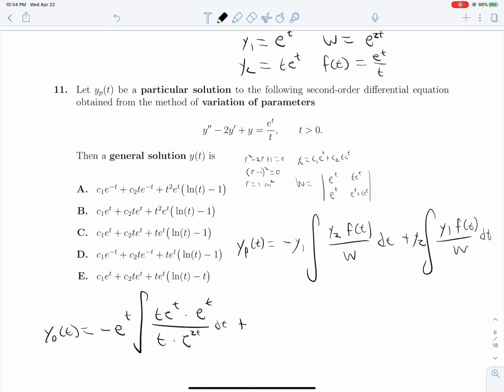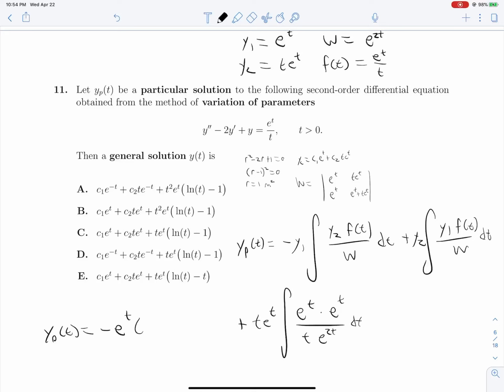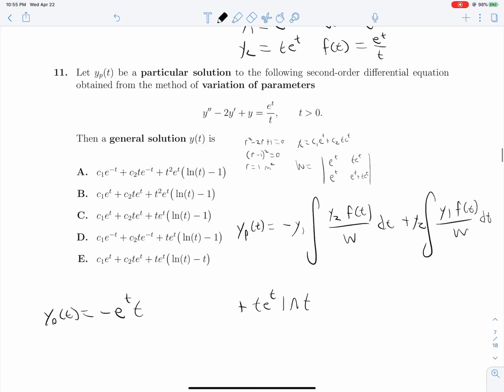Then we are adding y2, which is t e to the t times the integral of y1 of t, that's e to the t times f of t, that's e to the t over t, and we're dividing by our Wronskian, which is e to the 2t dt. So let the cancellations begin. Everything cancels here. We get 1, so this will be a t right there, and then we get 1 over t for this integral, so we get an ln t, like so.